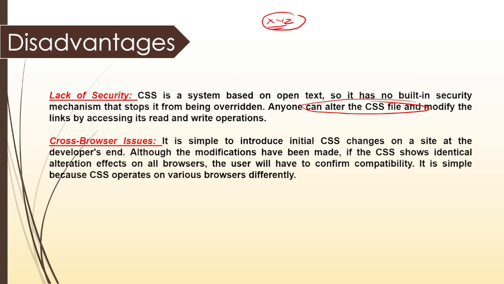Suppose I am using the XYZ website. If I want to see its CSS, the styles, the font size, font color of that particular website, we can see it, and we can make changes to the CSS file of any website. So that's why there is lack of security in the case of cascading style sheets. All these are the major disadvantages of using cascading style sheets.